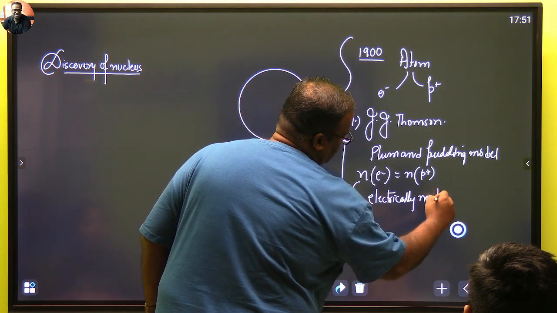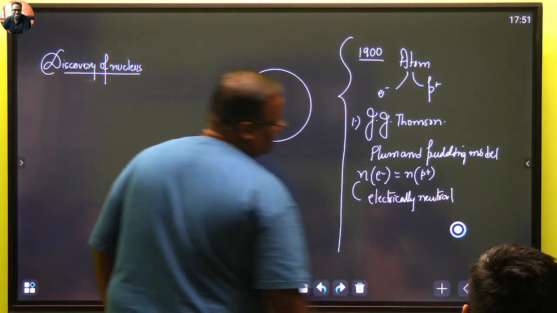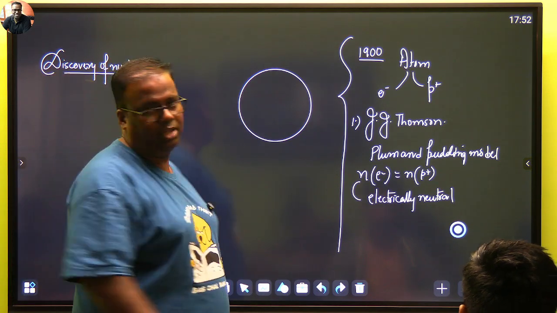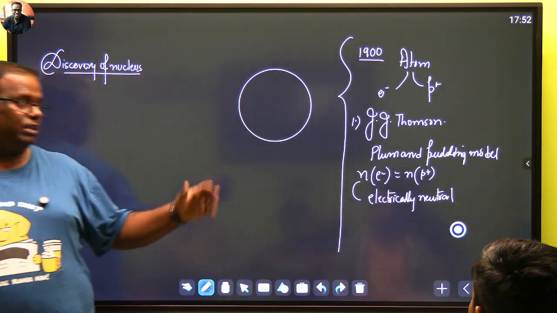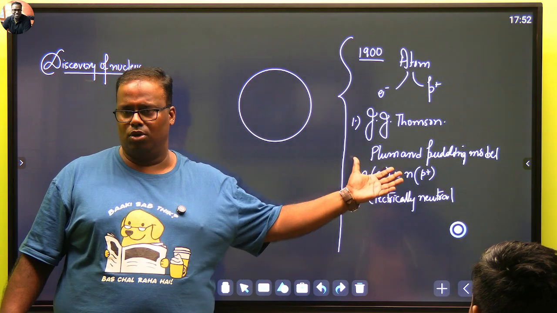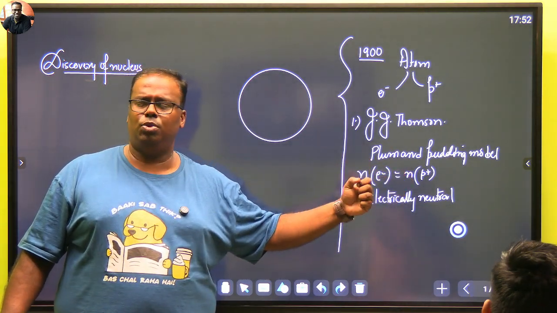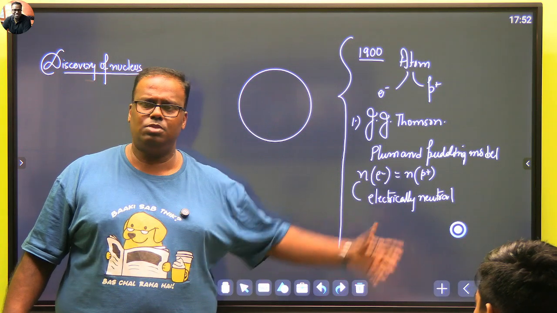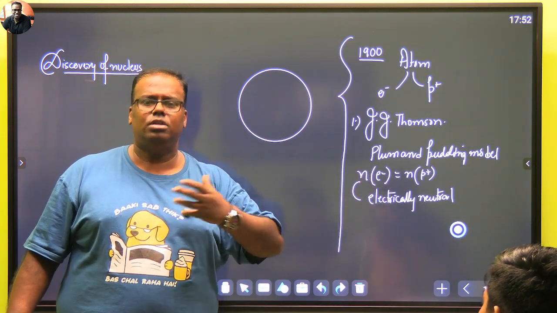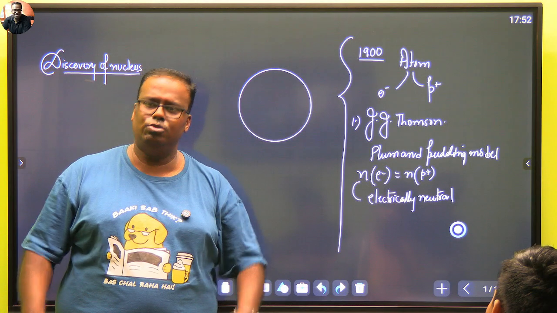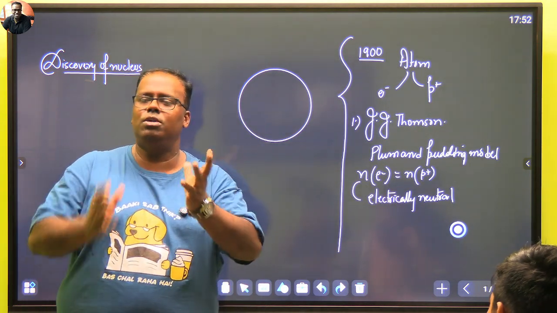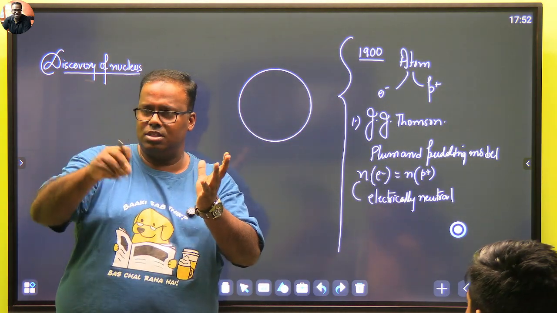Matlab isme koi charge nahi hai. Then people asked, what should be the structure of the atom? So he said that the atom structure is like a plum and a pudding model. अंग्रेज था, plum and pudding बोला, तो हम इसको थोड़ा देसी सिस्टम में समझते हैं. His plum and pudding is same like our kheer and badam model. Have you seen kheer? It is given to you in one big katora, and badams are just spread over it.